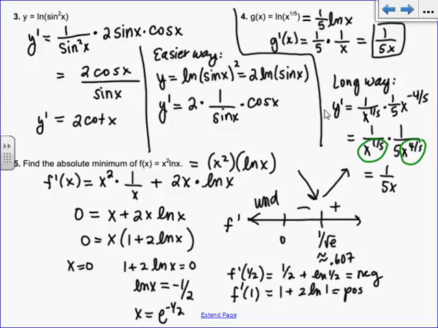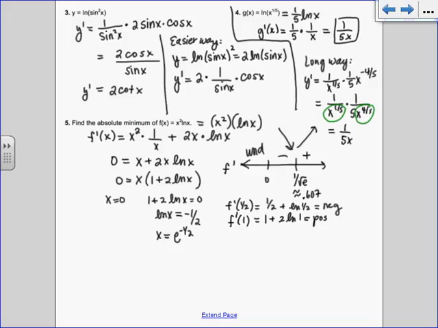So what does that mean? It means that we have a minimum at 1 over square root of e. Okay? So the way we write this is we say absolute minimum of something at x equals 1 over square root of e. So I want to know how low it goes. So how low something goes, I want to find its y value.